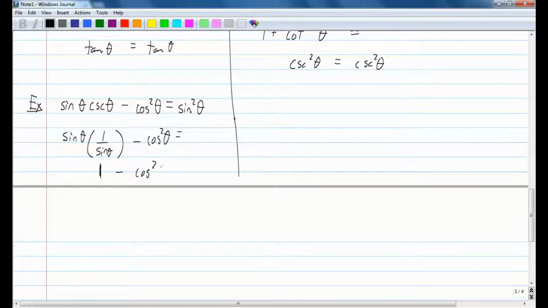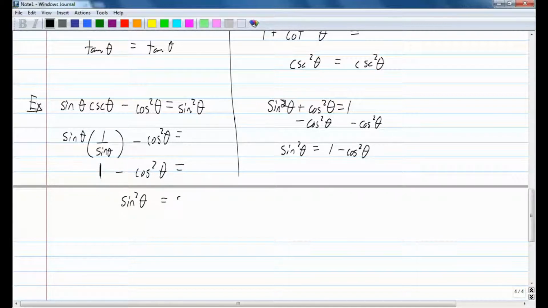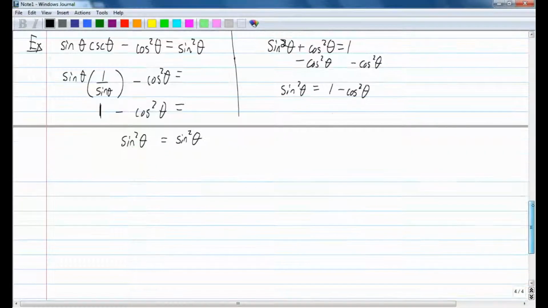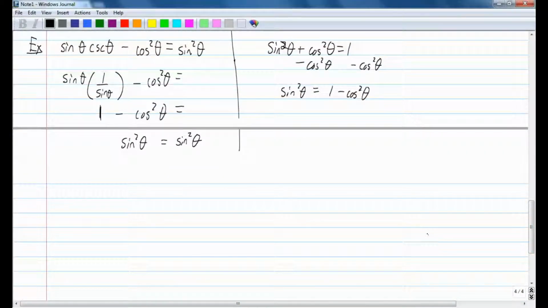So I have 1 minus cosine squared of theta. Recall the Pythagorean identity. The Pythagorean identity said that sine squared theta plus cosine squared theta equals 1. That's the main form of the Pythagorean identity. And I see a 1 minus cosine squared theta. I can get that if I move this cosine squared theta over. Sine squared theta is equal to 1 minus cosine squared theta. So I have 1 minus cosine squared theta here, so I can plug in sine squared theta. So sine squared theta equals sine squared theta. I've established the identity.